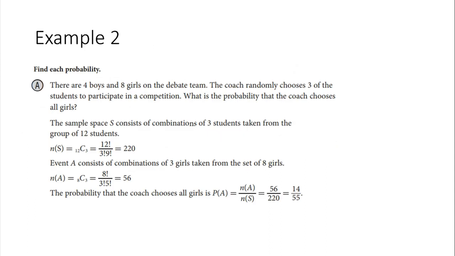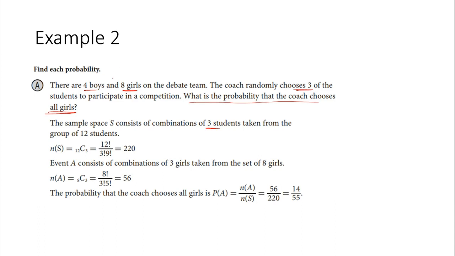Example 2, find the probability. There are 4 boys and 8 girls on the debate team. The coach randomly chooses 3 students to participate in the competition. What is the probability that the coach chooses all girls? That is the main question. Our sample space consists of combinations of 3 students, because he could pick a boy, a girl, a boy, but in reality, he has to pick all girls. We have to figure that out eventually.